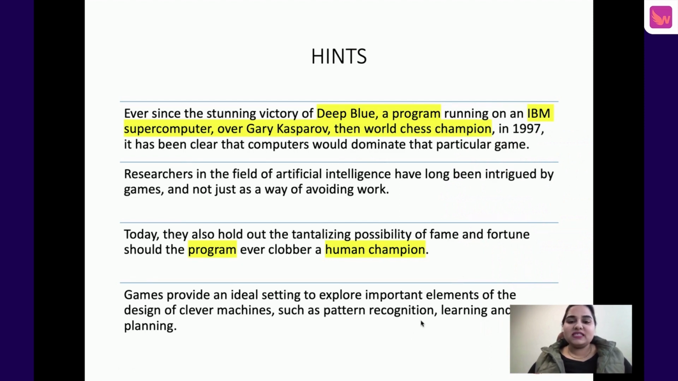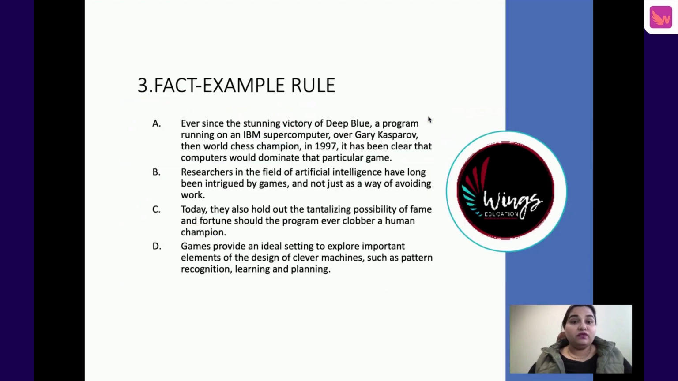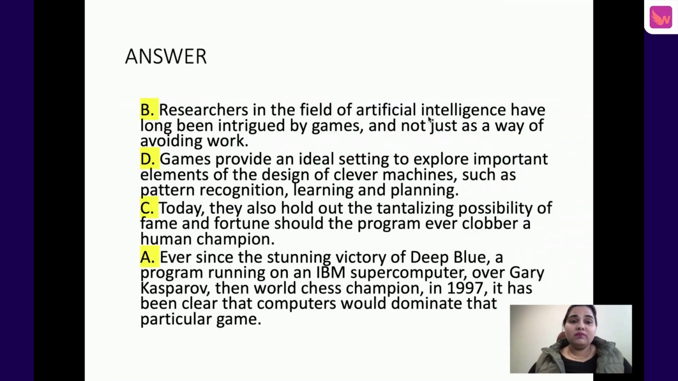In this case, human champion is a common noun, whereas program is again a common noun. But Gary Kasparov is a proper noun for human champion, whereas Deep Blue is a proper noun for program. So in this way, C is my fact and A is my example. The rule says you put fact first and then example, so I have placed my C first and A later. This is how it works.